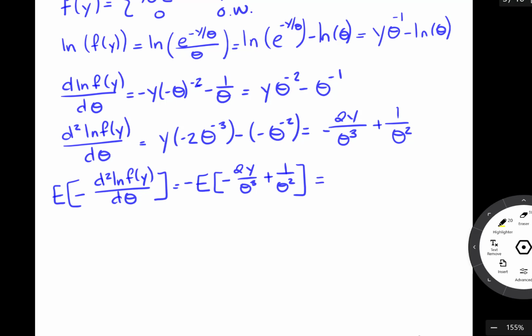So remembering that theta is a constant, we get the following. Let me change that here. We're going to bring the expected value in. So I get 2 times the expected value of y divided by theta cubed. And again, this is because theta is a constant, is why we can do this. The only piece that's random is the y. Now we need the expected value of y, but we know that y is distributed exponential with mean theta, so therefore we know the expected value of y is equal to theta. So this is equal to the following now.